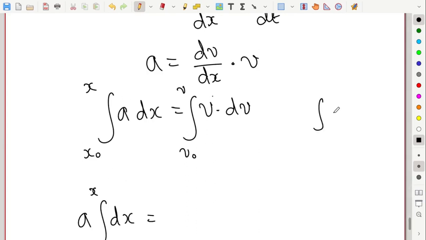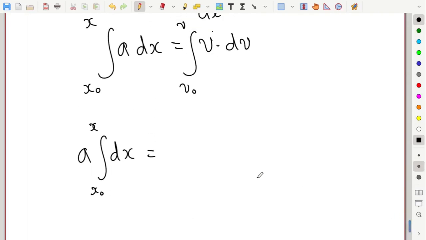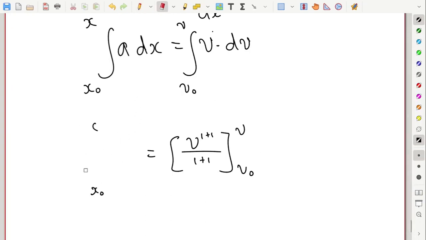Okay, just like the integral of t dt, similarly here we have v dv. So we can evaluate this integral directly. When we evaluate it, we get v power 1 plus 1 divided by 1 plus 1, from v0 to v. Similarly, we can evaluate this side too. So we have the integral of dx, with a taken outside. The integral sign and d go away. Therefore we end up with x from limit x0 to x.